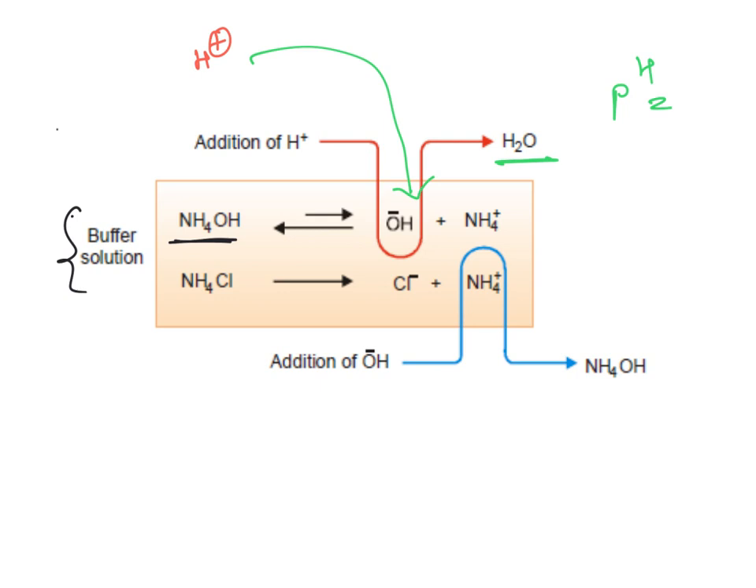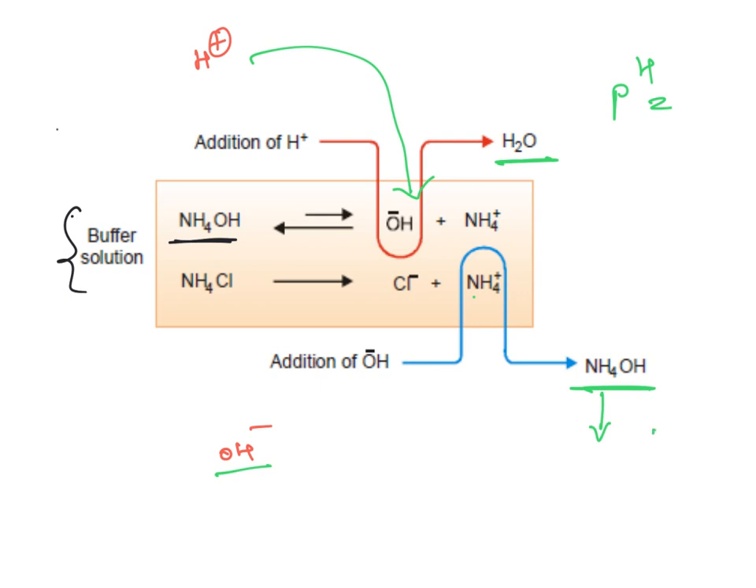If I am adding a base, NaOH, let us assume, NaOH gives Na plus and OH minus, which dissociate into these species, and OH minus is abstracted by NH4 plus, NH4 and OH minus, which is converted into ammonium hydroxide, and it is a weak base. The ionization power is less. As a result, pH is approximately constant.